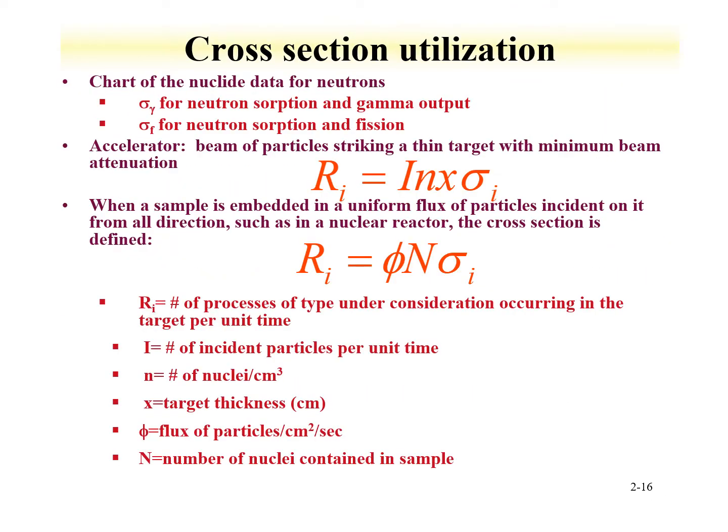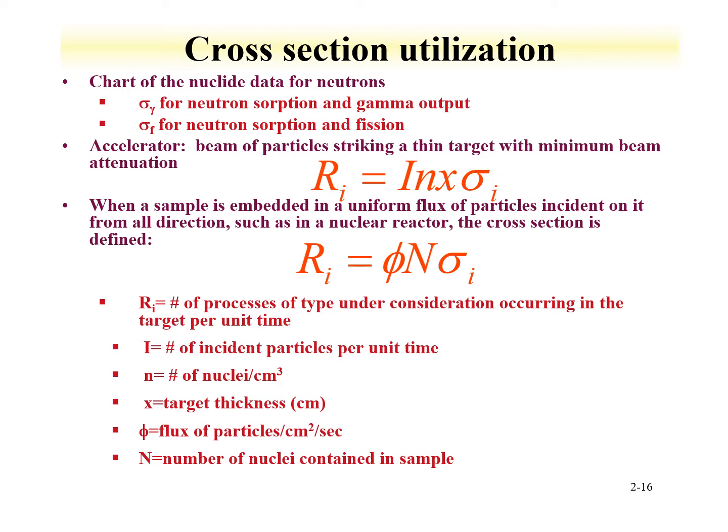So let's see how cross-section can be used in some reactions. The cross-sections that are in the chart of the nuclides are for neutron reactions, and the sigma that represents the cross-section will have a symbol next to it, a gamma or an F, gamma for just neutron capture, F for fission. We'll explain this in more detail when we discuss those different reactions.